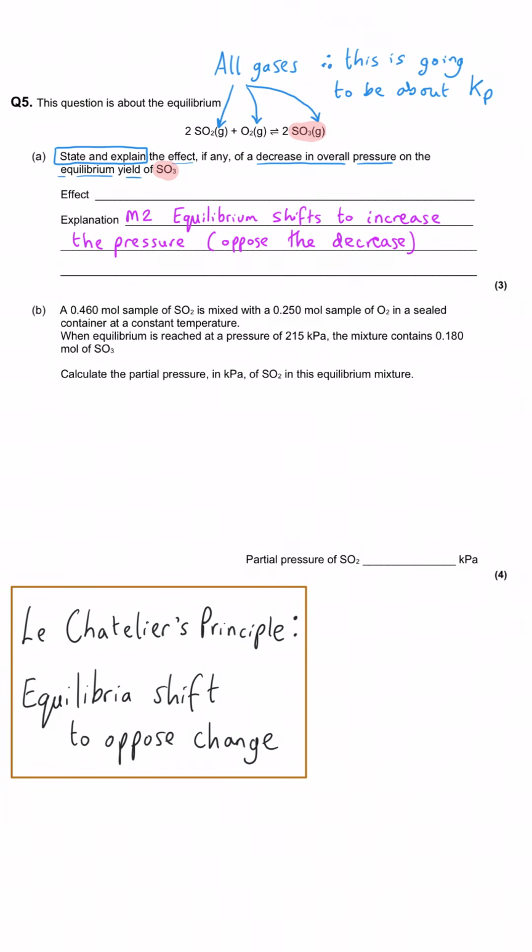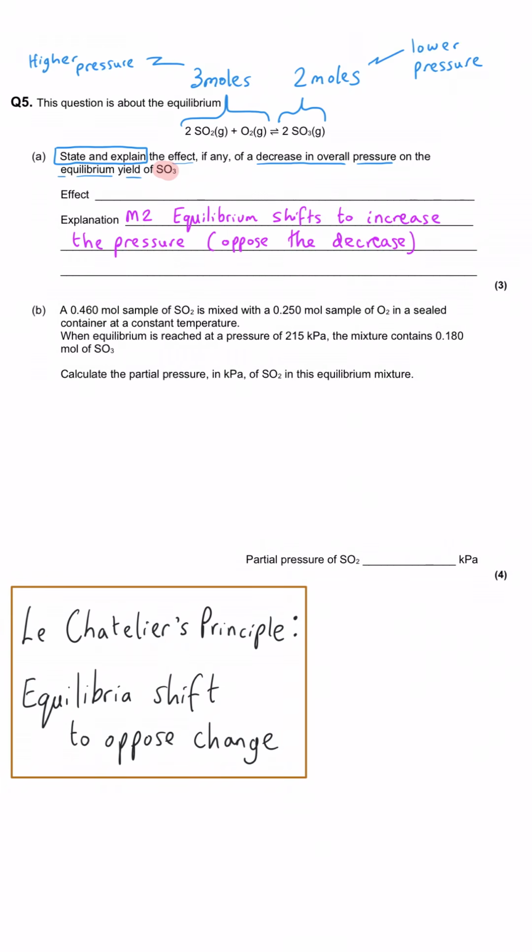And then we need to inspect the equation and decide which side will have the higher pressure. And so since there are 3 moles on the left-hand side and 2 moles on the right-hand side, the left-hand side will have a higher pressure because more moles of gas means higher pressure and fewer moles of gas means less pressure. And so since we're saying that the equilibrium is going to shift to raise that pressure back up, that means it will shift to the left-hand side because there are more moles on the left-hand side.